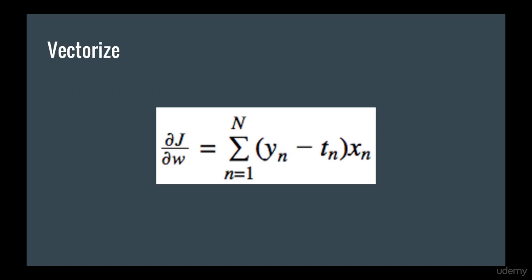Since each ith component on the left side only depends on the ith component on the right side, we can write this in vector form. So the derivative with respect to w is just the sum over all n, y minus t times x, where x is a vector. This is more efficient because in Python, using a NumPy operation is faster than a Python for loop.